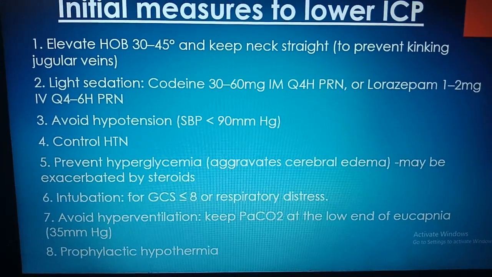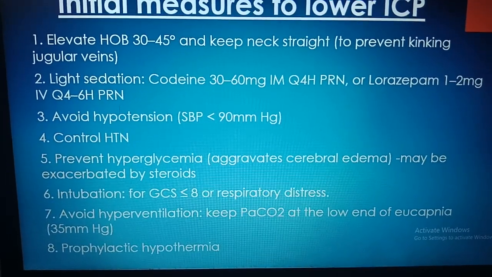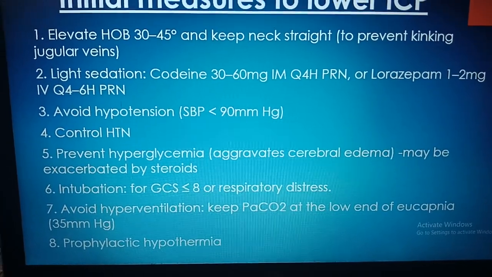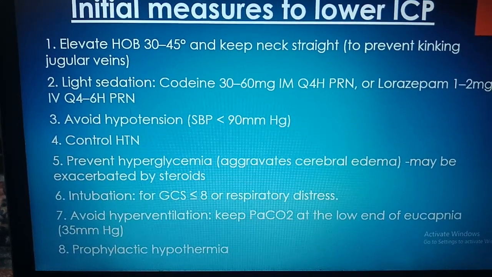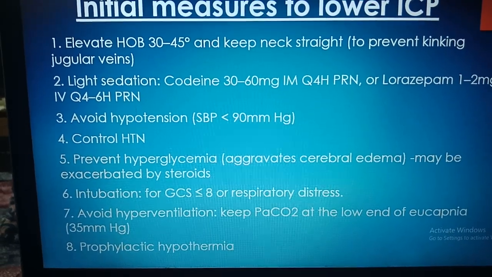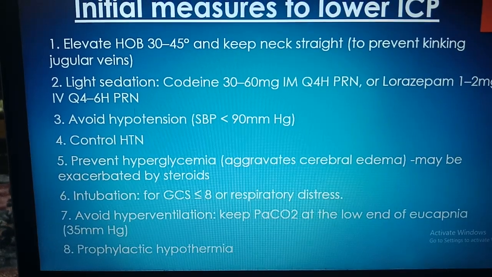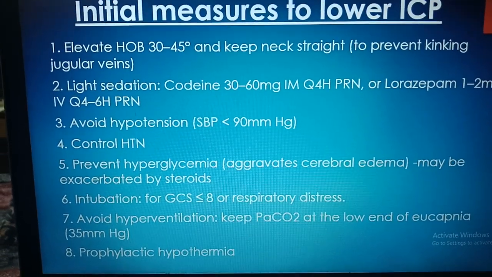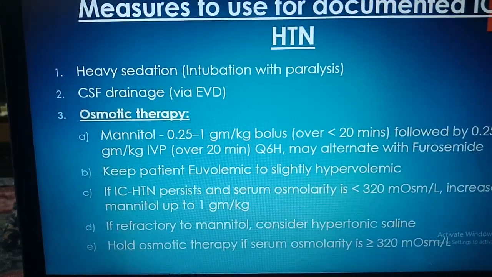Now, in the initial management, you have to avoid hyperventilation. It's very important. I'm stressing it over and over because it is important. So just don't say to hyperventilate the patient. If it's initial, just avoid hyperventilation, because we have to keep the patient at a eucapnic state of around 35 mm of mercury. And in initial measures, you can have prophylactic hypothermia.